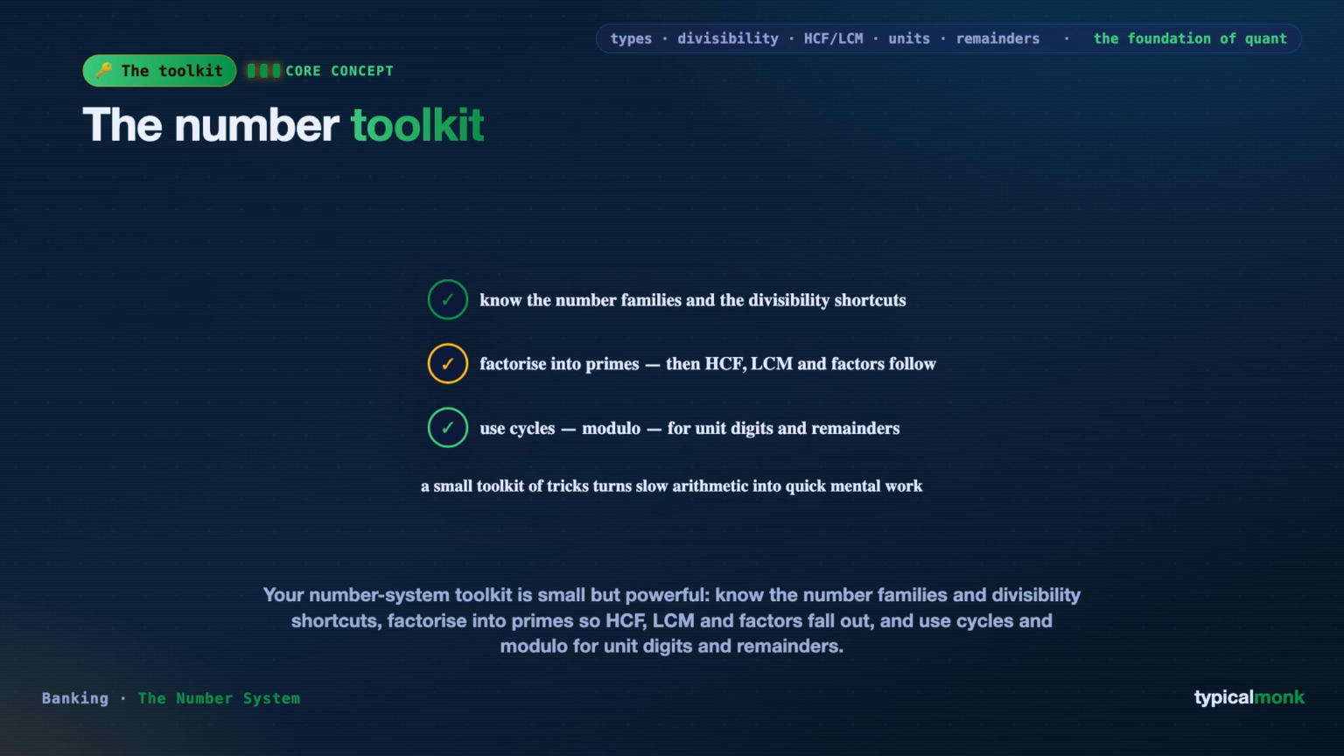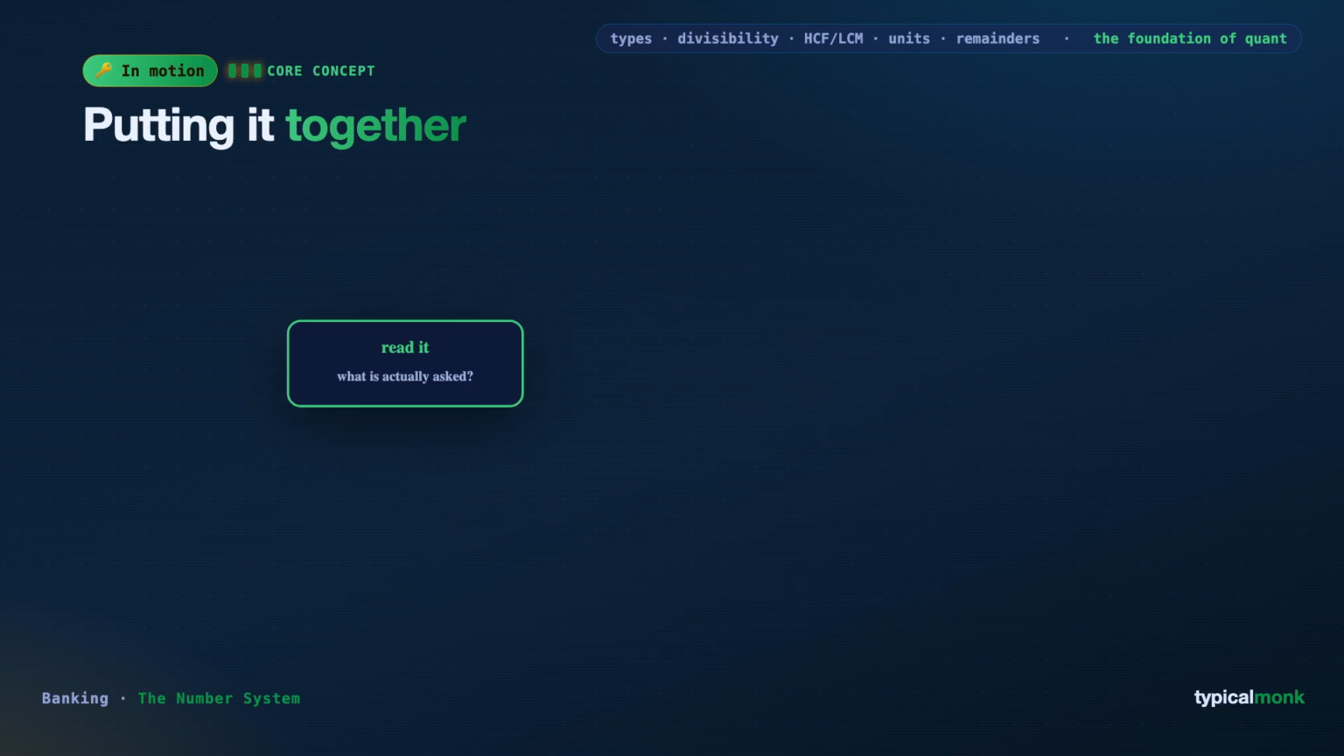Now let us see how you actually deploy this toolkit when a real question is in front of you, because knowing the tools and using them well are two different things. Step 1. Read the question and pin down what is actually being asked. Number system questions are often dressed up in a story about bells or boxes or a huge power, and your first job is to strip away the wrapping and name the real request.